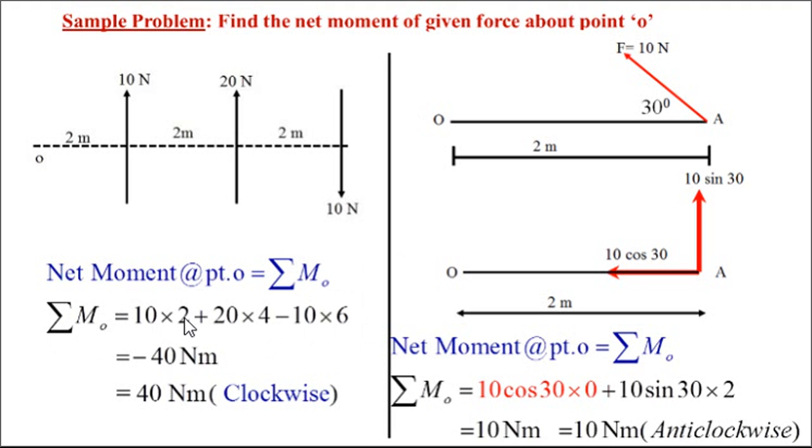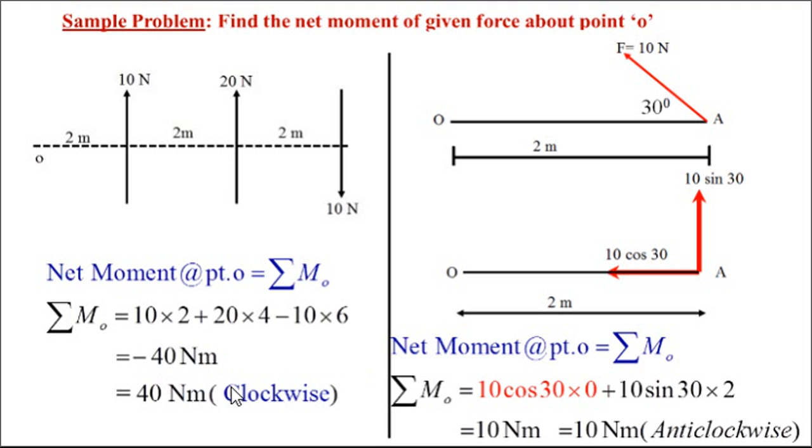So total addition will be 10 into 2 is 20, plus 20 into 4 is 80, 80 plus 20 is 100, 100 minus 60 is 40. And the bigger magnitude is the positive one, so it will be plus 40.